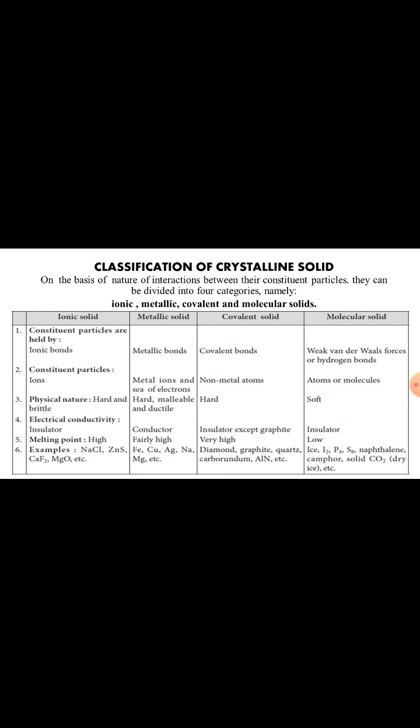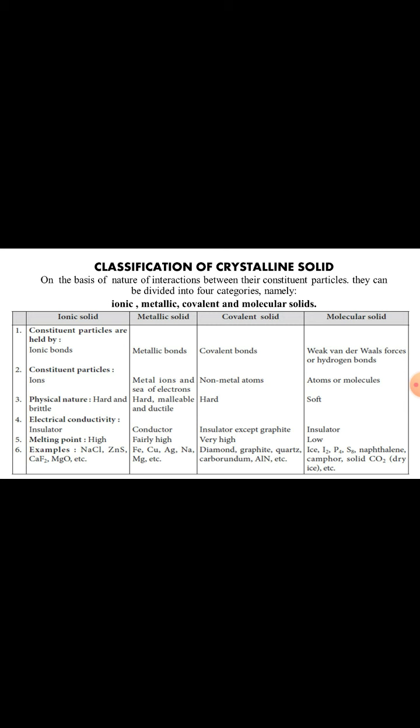First, ionic solid. As the name indicates, ionic solid means the constituent particles are ions and these are held together by ionic bond, that is also known as electrostatic force of attraction. As you know, the ionic bond is very strong, that's why they are very hard and brittle.